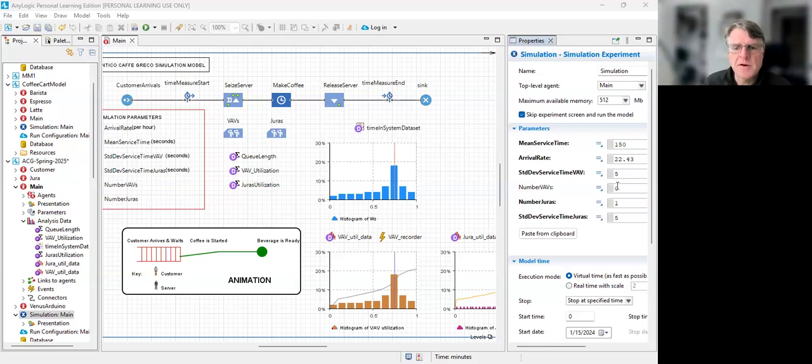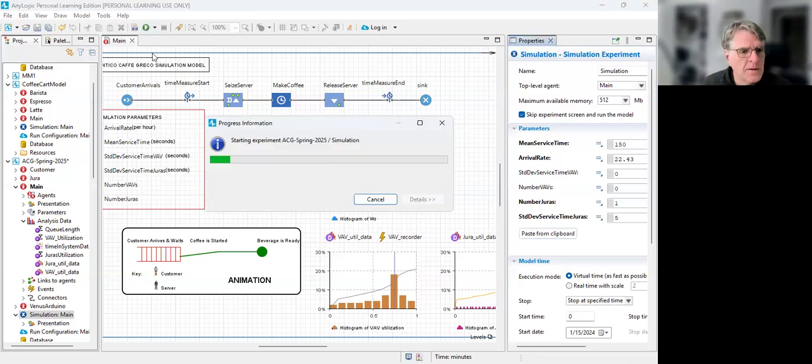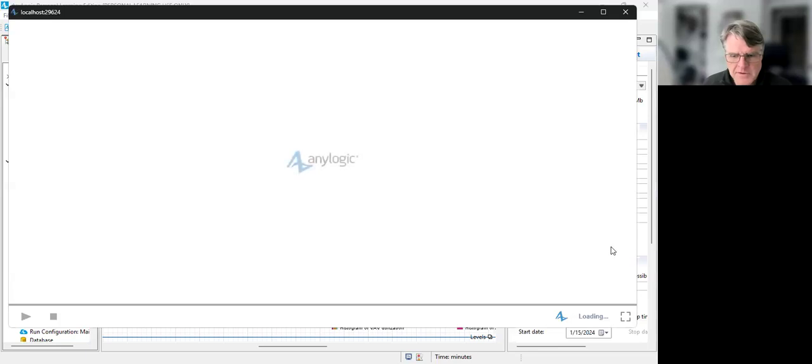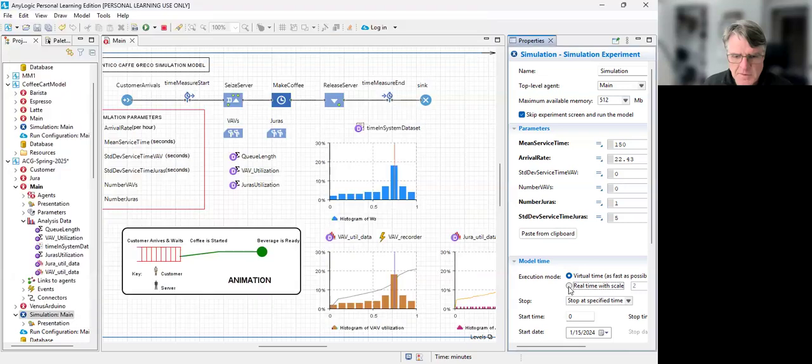So that's captured here. I really don't need a VAV time. Just make that a 0. There's no VAVs. There's just one Jura. And we run this. I see I'm actually running it as fast as possible. You could run it real time by changing this setting here. Maybe we'll just change it and run it like this, just so you can observe it running a little slower.